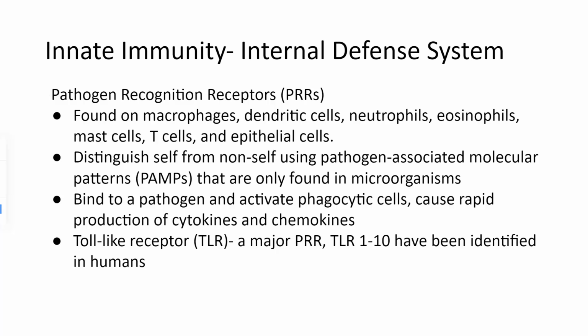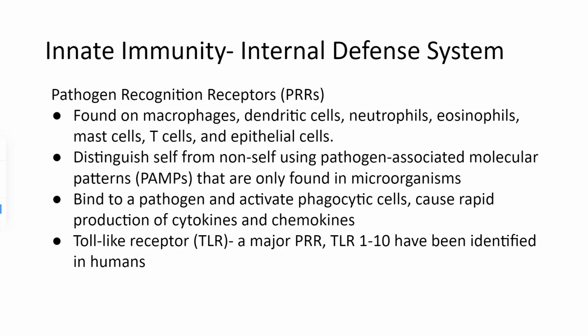But once the PRR binds to a pathogen and it activates phagocytic cells, it causes a rapid production of cytokines and chemokines. These are chemical messengers that we'll learn about later on in this course. And those chemical messengers are going to send signals to other immune cells to get cells active. They can also influence other parts of the body, like causing vasodilation, or the blood vessels to expand. Some cause vasoconstriction. The blood vessels will constrict. So different things in the body can be controlled by these different types of chemicals.